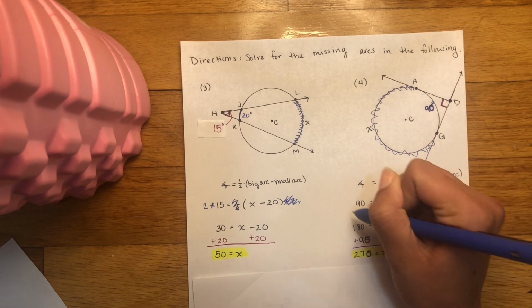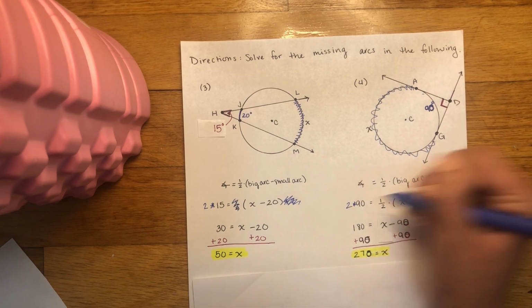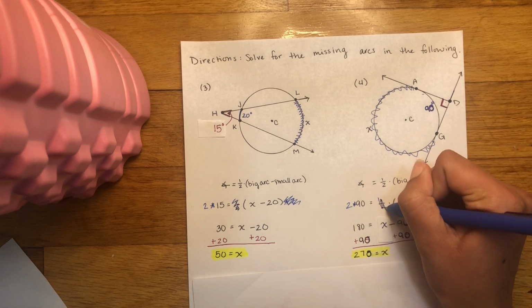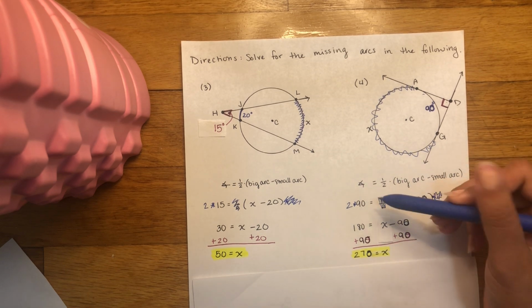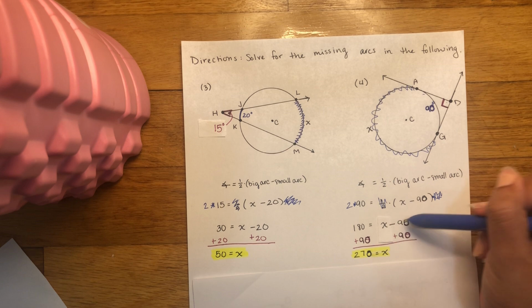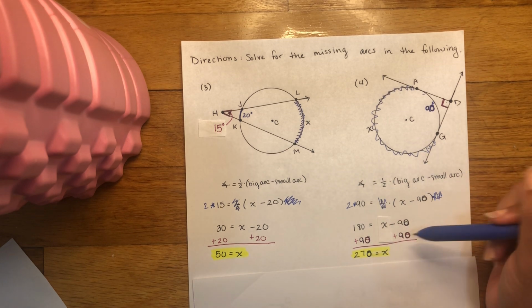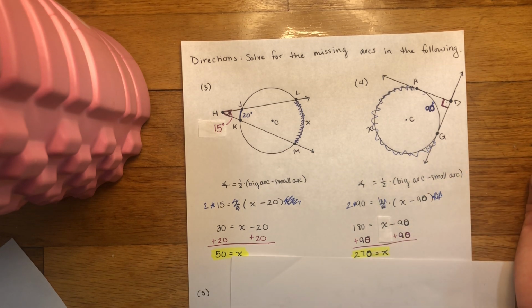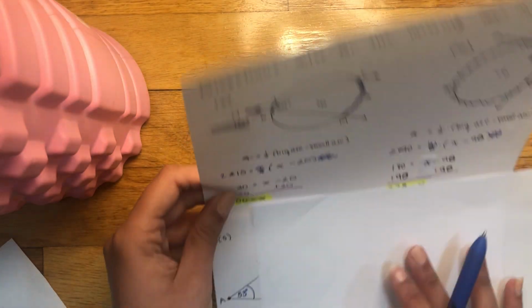To get rid of that half, you multiply both sides by 2. This cancels. So 2 times 90 is 180. X minus 90 stays. Add 90 to both sides. X equals 270. All right, one last problem to go, and then we're done.